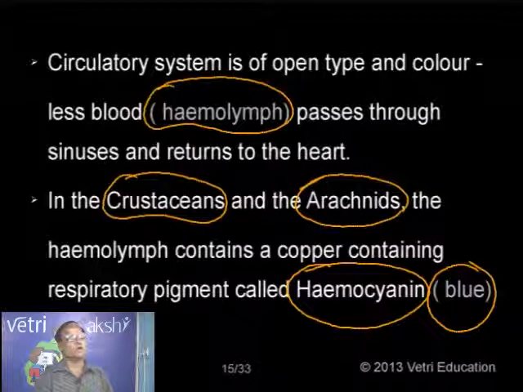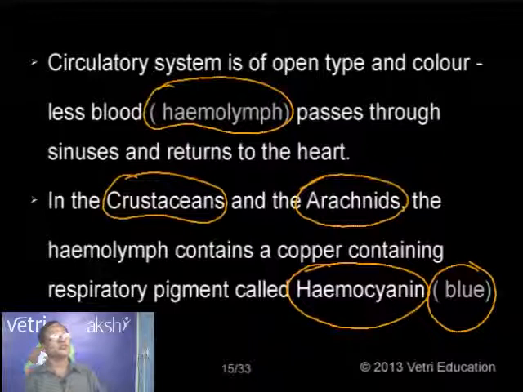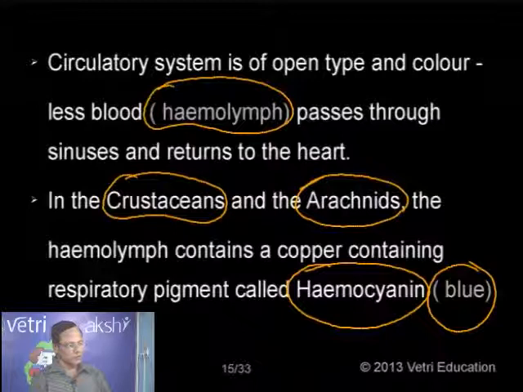In the case of crab, in the case of lobster, in the case of prawn, in the case of scorpions, in the case of spider, in the case of itch mite, in all cases, the blood is blue in color because of the presence of the blue pigment, a copper containing pigment, what is called hemocyanin.